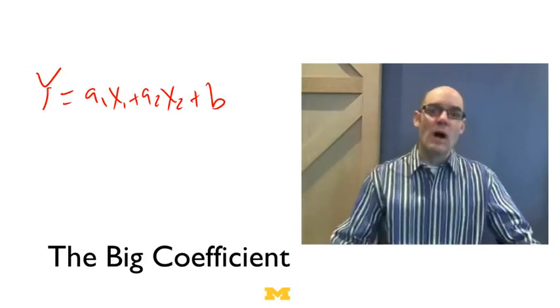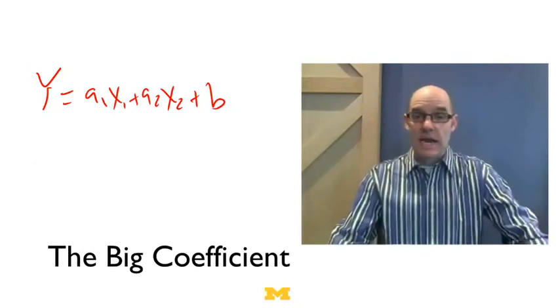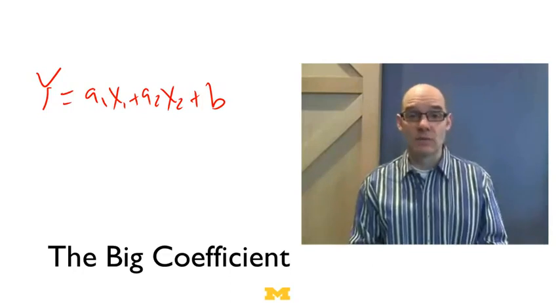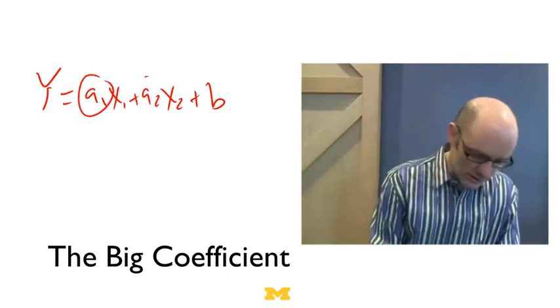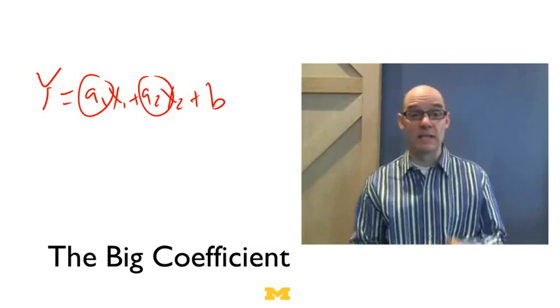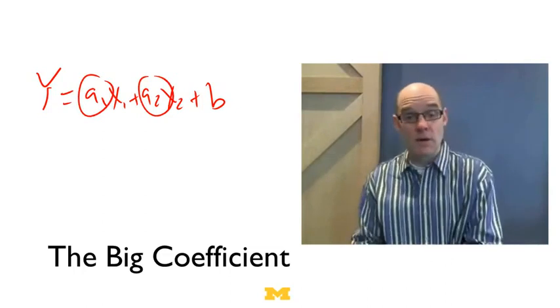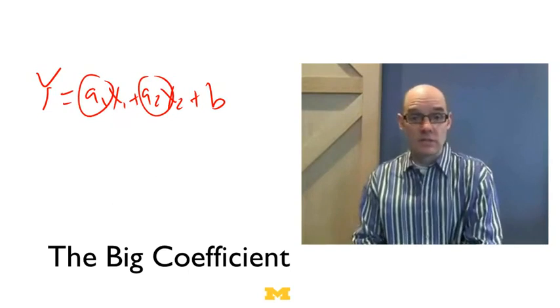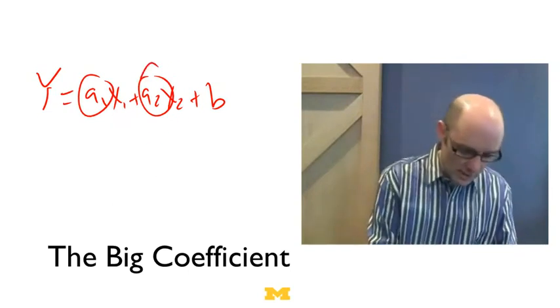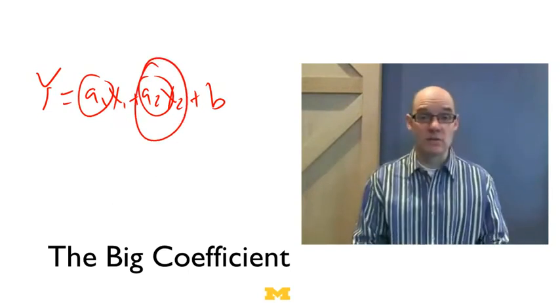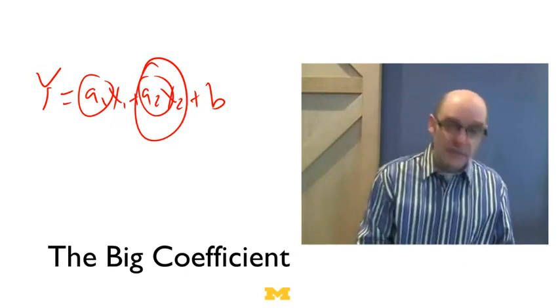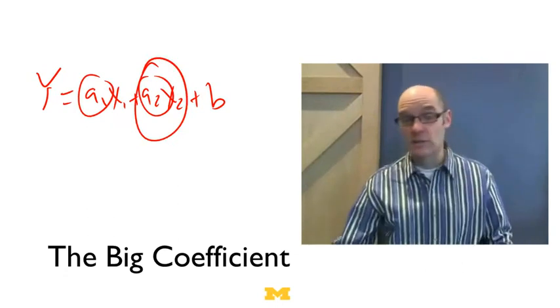And x1 and x2 are what we call the independent variables and y is the dependent variable. So for example, y might be sales of a product, and x1 might be advertising in magazines, and x2 might be advertising on television. Now we can look at these two coefficients, a1 and a2, and figure out which one's bigger. And what that's telling us is we get more bang for the buck from advertising on magazines or from advertising on television. If a2 is bigger than a1, then television is where we spend our money.